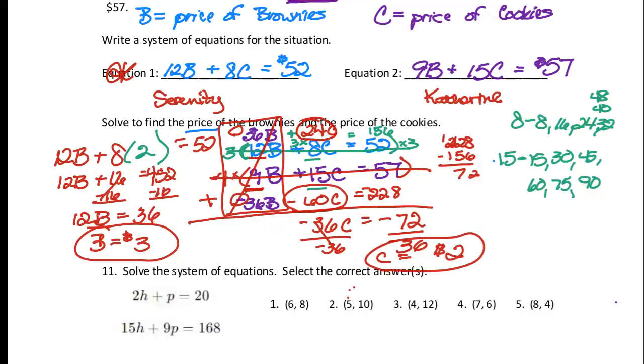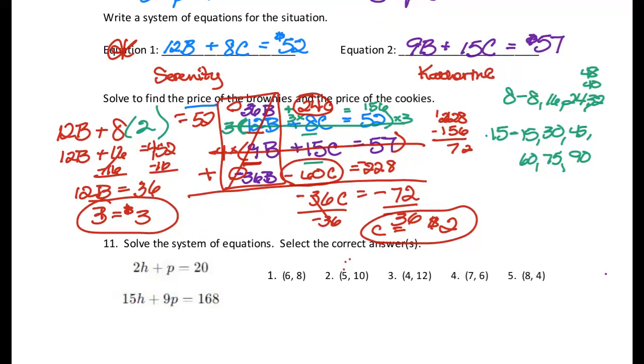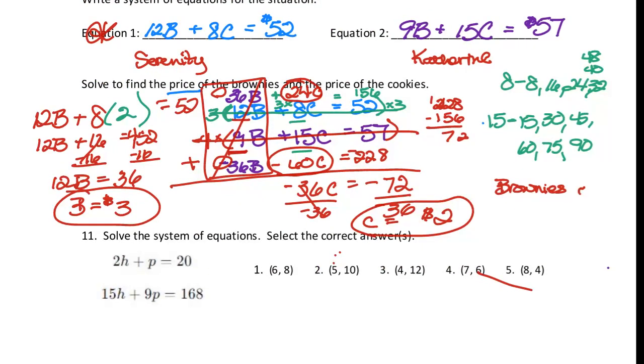Cost of the cookies is $2 each. So the price of the brownies is $3 and cookies are $2.